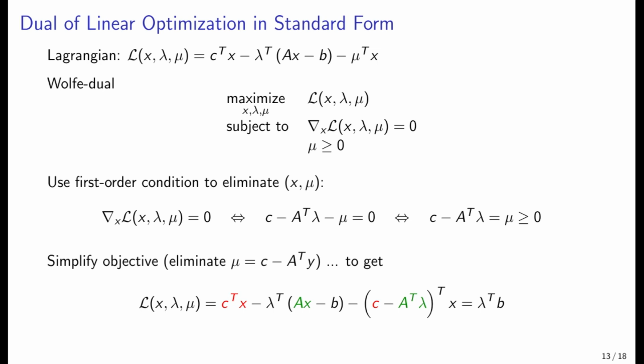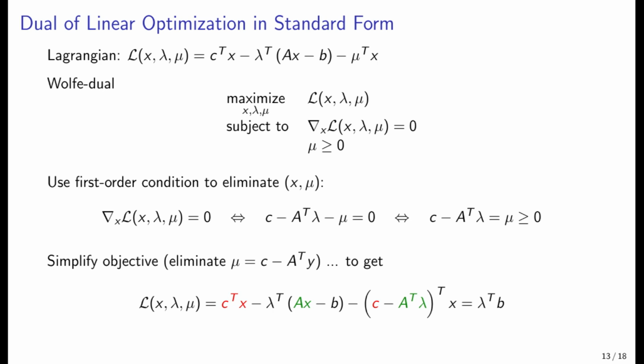And I can write this equivalently. I can solve this equation for mu. Mu is just c minus A transpose lambda. And I had the constraint that mu is greater or equal to 0. And now I can actually use this condition by substituting mu. I can simplify my objective function.